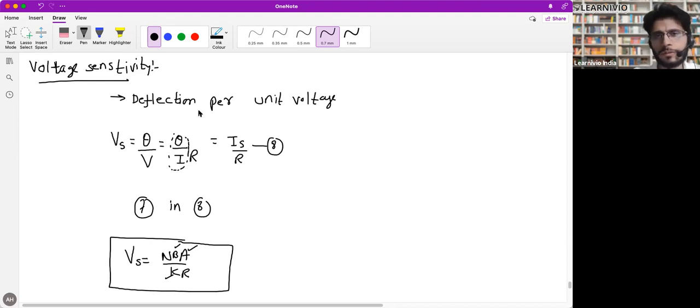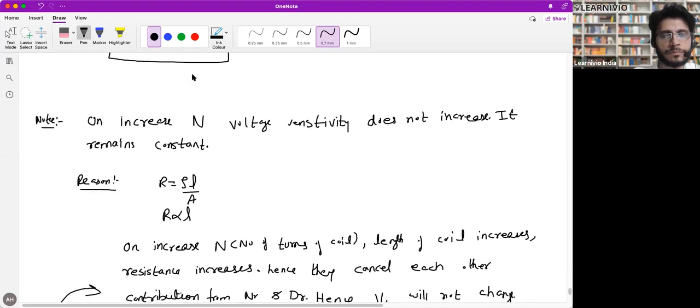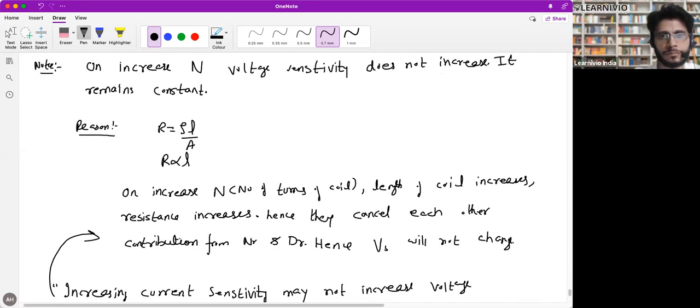Noted. Can I scroll it further? Yes, sir. So these are few important conceptual questions on galvanometer. One-liner questions. Good questions for objectives.